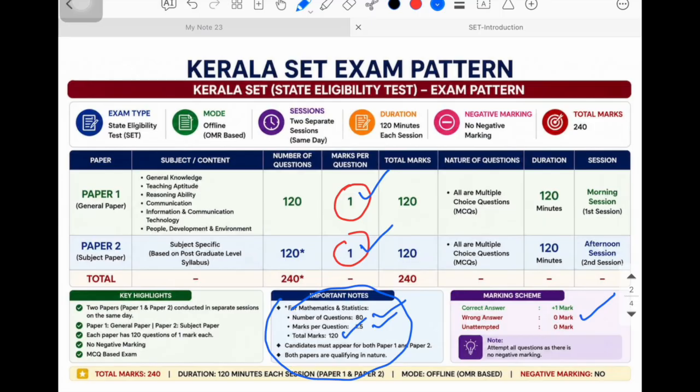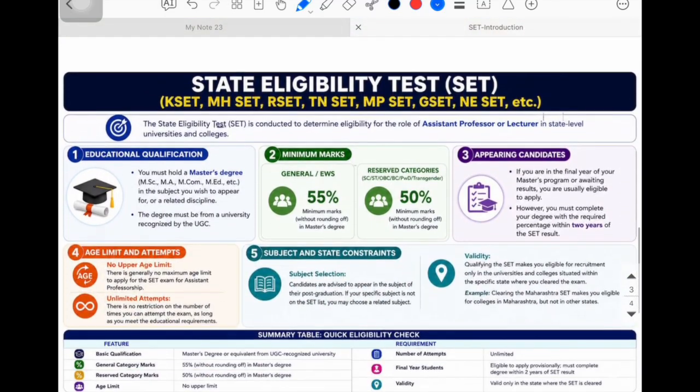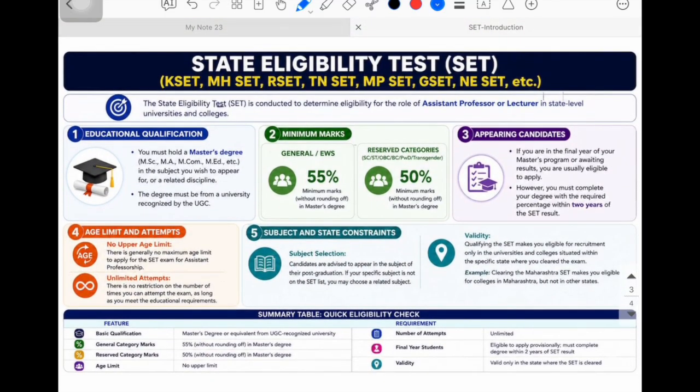Now, one more thing, okay, next: who can attend the State Eligibility Test. The educational qualification to write the State Eligibility Test is that you must hold a master's degree. If you are a physics student, you must have an MSc Physics, or if chemistry, MSc Chemistry, or for any arts course, you must have an MA, or for commerce, M.Com, etc., or M.Ed, etc.